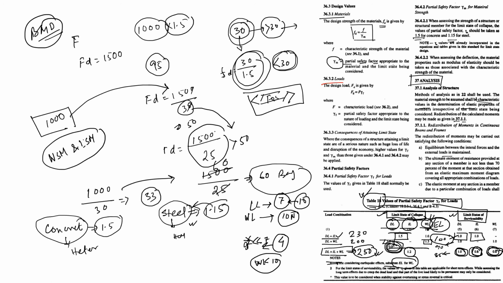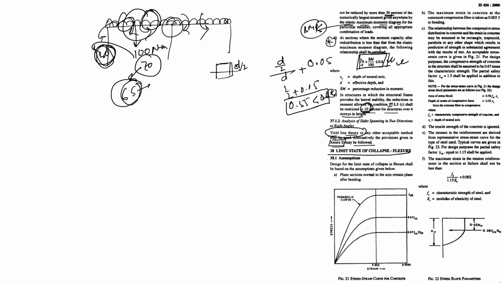Then we talked about the analysis of structure, and the redistribution of moment: what the percentages are, 70%, 30%, and how we redistribute the moment. Then we talked about what to do if any case does not match the previous criteria. And then we talked about the slab.